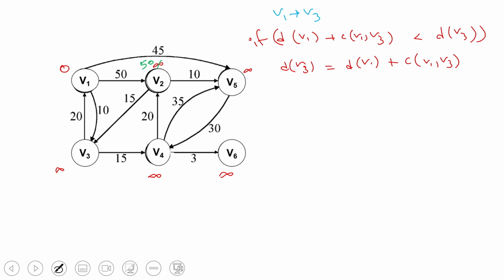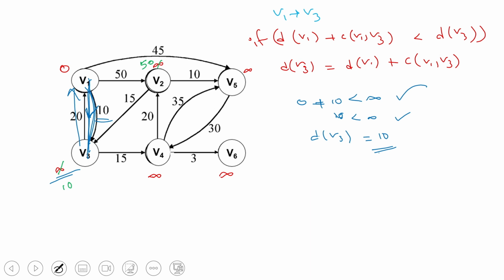Now let's do this. Distance of v1, what is distance of v1? 0, plus distance of v1 to v3. You should see this edge, not this. This is from v3 to v2, but we need v1 to v3, so it is obviously 10, which is less than distance of v3. It's already infinity, so this statement is true. I mean 10 is less than infinity, right? So distance of v3 is equal to 10. We should update this value. Let's update it. It's 10.